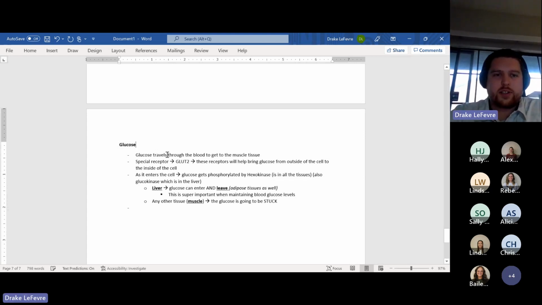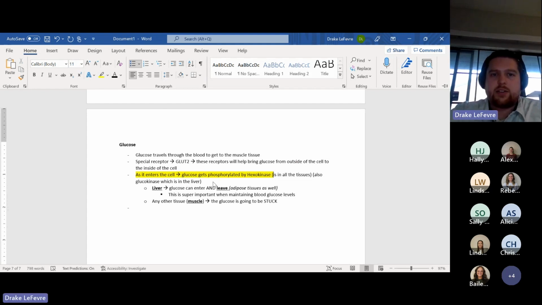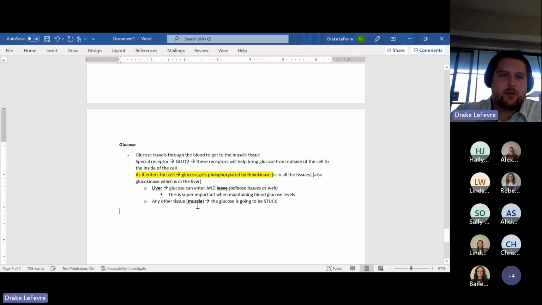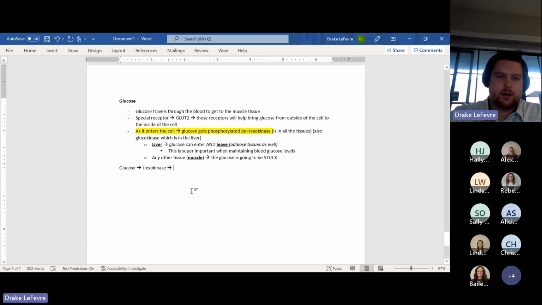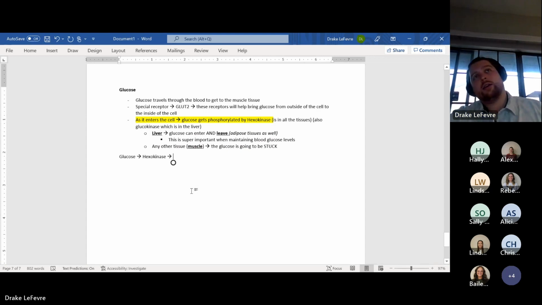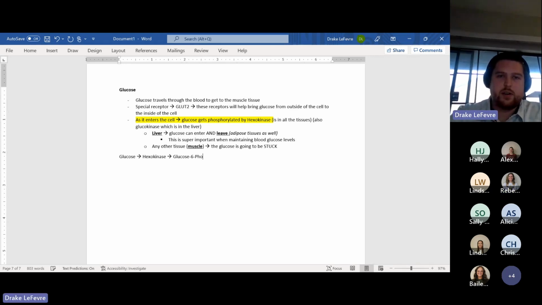Okay. So this is that whole first step. As it enters the cell, this right here is actually our first reaction. As it enters the cell, the glucose is phosphorylated by hexokinase. So glucose gets acted on by hexokinase and becomes what? What is our second intermediate in glycolysis? Glucose 6-phosphate.